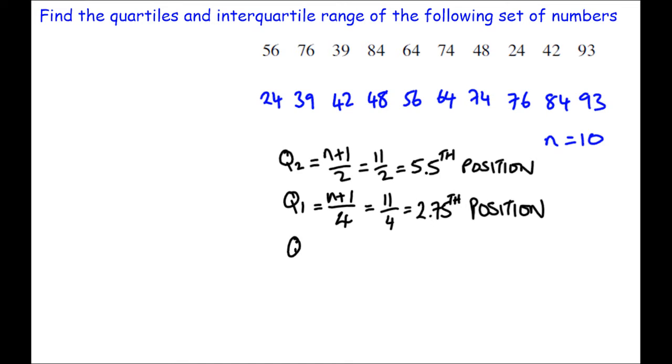And Q3 is going to be 3/4 of the way along. So it's a similar calculation, but it's going to be 3 times (n plus 1) divided by 4. Since I already know n plus 1 divided by 4, I'm doing 3 times that.